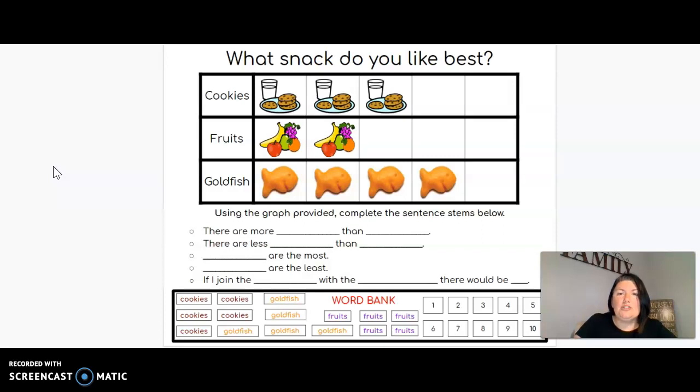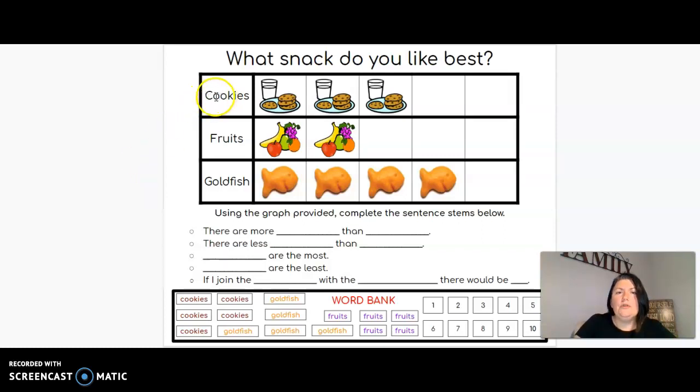When we created this graph, we asked 9 boys and girls which snack they liked best. Did they like cookies? Did they like fruits? Or did they like goldfish? I know that there were 9 students that were asked because there's 9 pictures in all. Let's count them real quick. 1, 2, 3, 4, 5, 6, 7, 8, 9. So there were 9 students in all that we asked about their favorite snack.